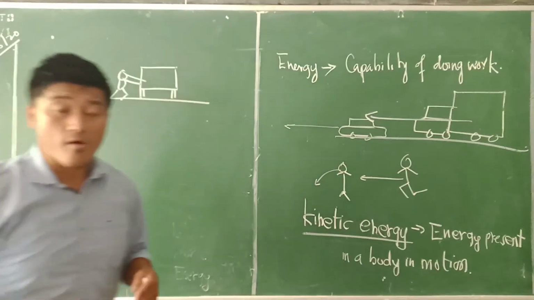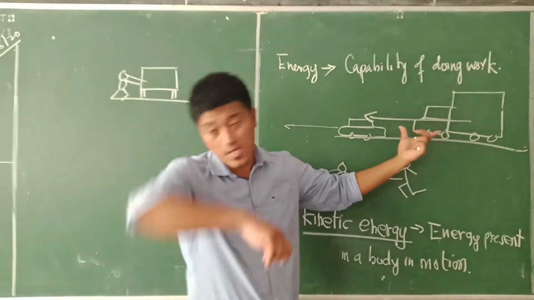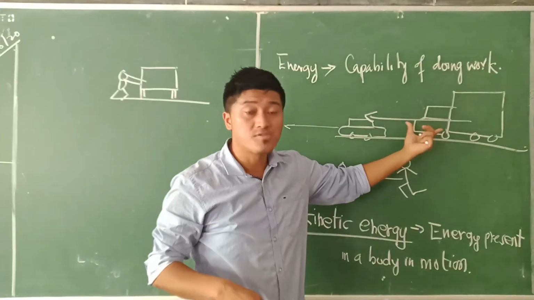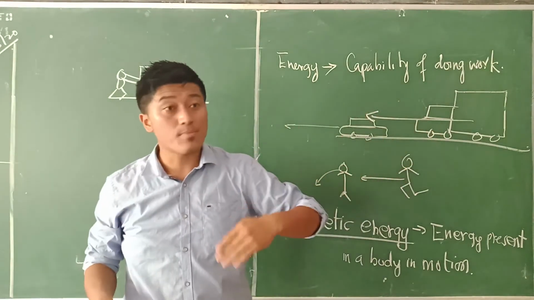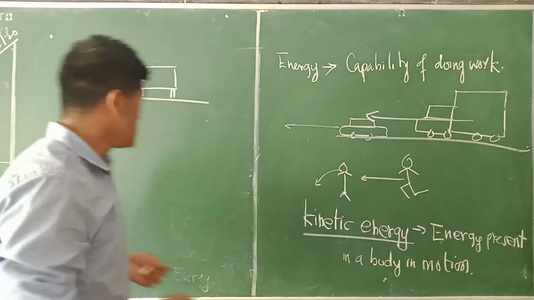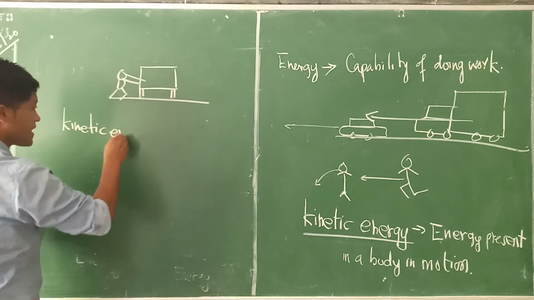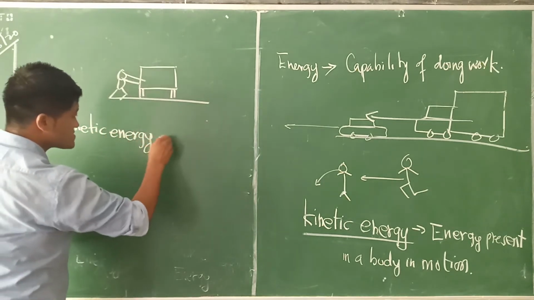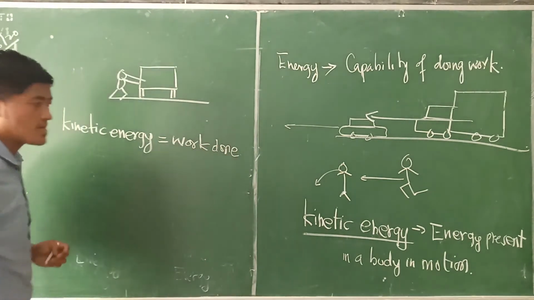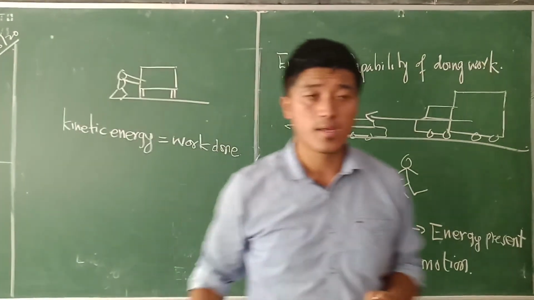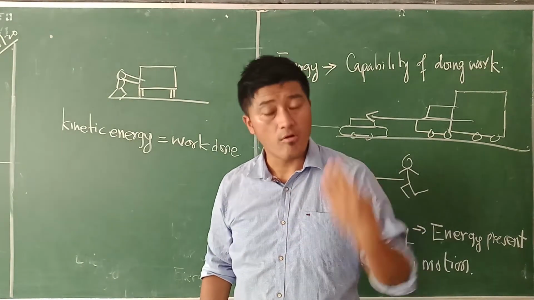Understand? So whenever, for example, in this case here, this particular truck is moving at a very high speed, this high speed object is having kinetic energy, but also it is doing some work because it is applying force and it is covering some distance. So this is how we can confirm that kinetic energy is equal to work done. Understand? Kinetic energy is equal to work done. Is that clear? Because any object which is in motion also does some amount of work.